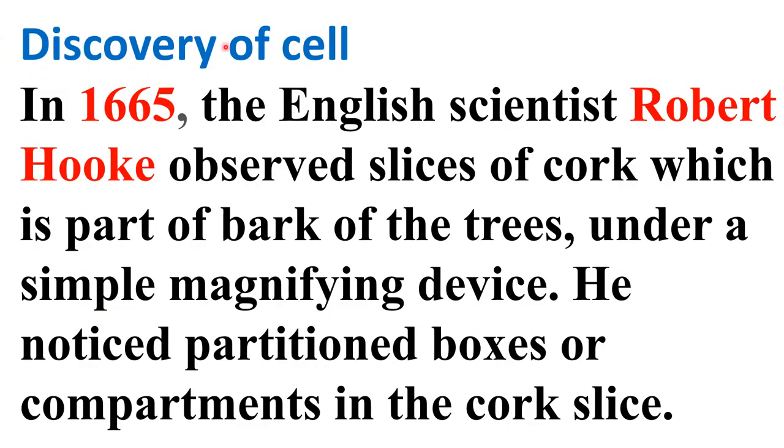Now we will read about the discovery of the cell. In 1665, the English scientist Robert Hooke observed slices of cork, which is part of the bark of trees, under a simple magnifying device. He noticed partitioned boxes or compartments in the cork slice. So Robert Hooke observed cells for the first time, looking like compartments in the cork slice. He took it from the cork, and cork comes from the bark of the tree.